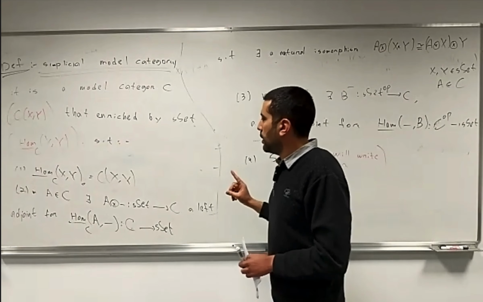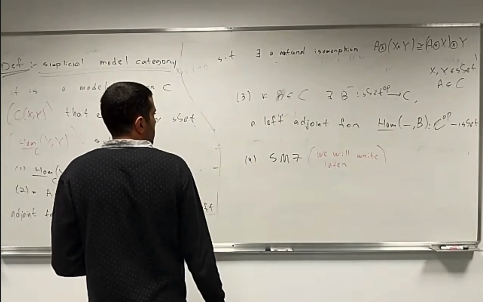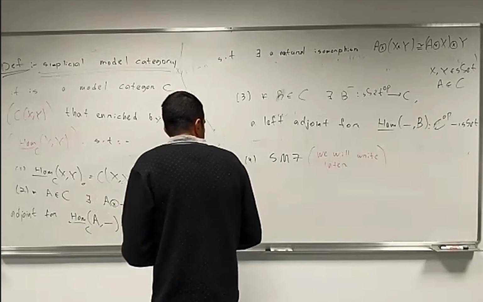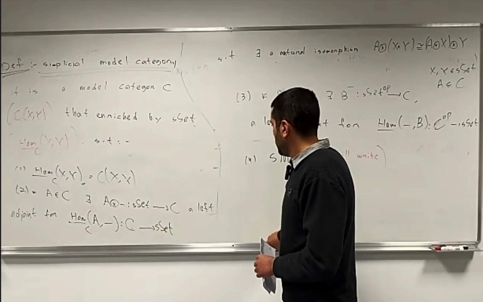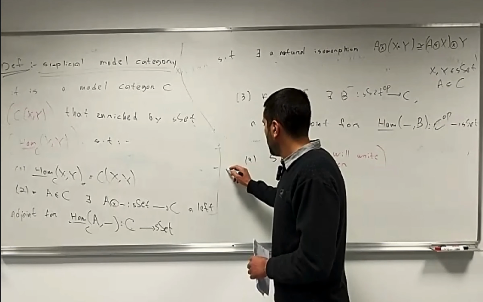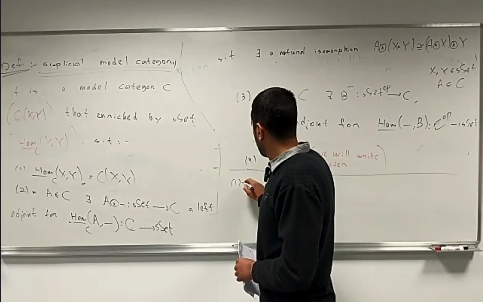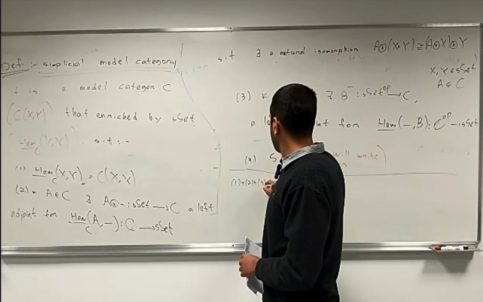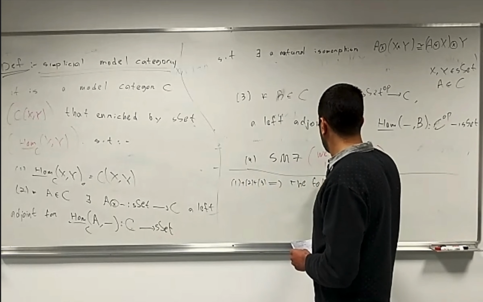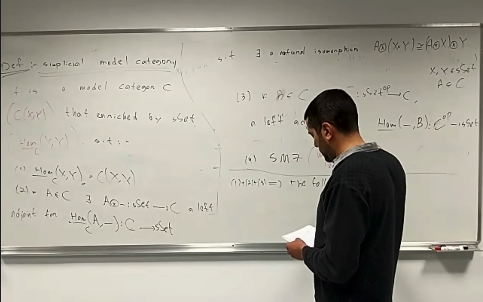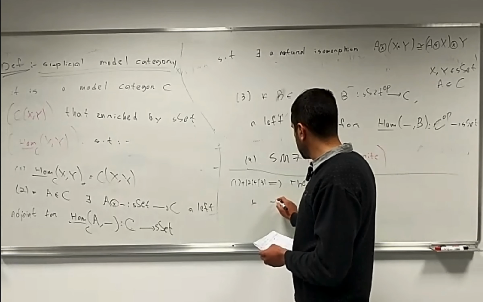But before, let me explain what 1, 2, 3 give us, what it means. So we can replace 1, 2, 3, and I think this is the original definition from Quillen. 1 plus 2 plus 3 give us the following. Actually, that gives us this.